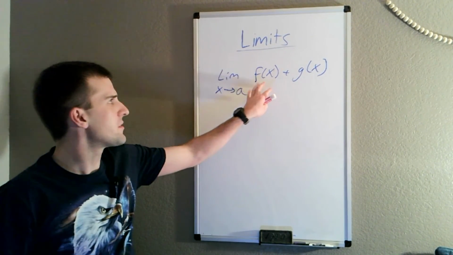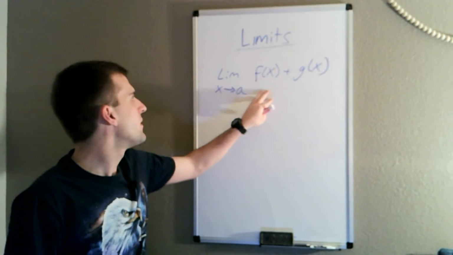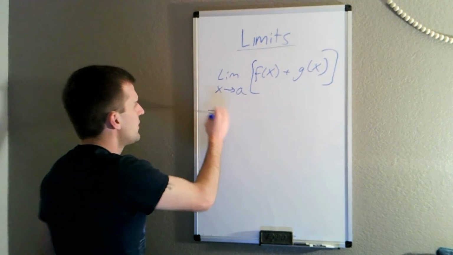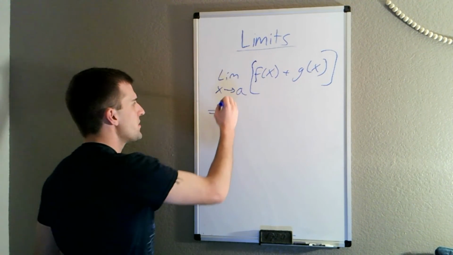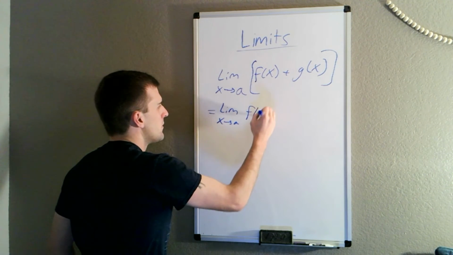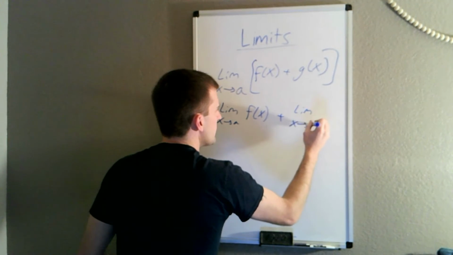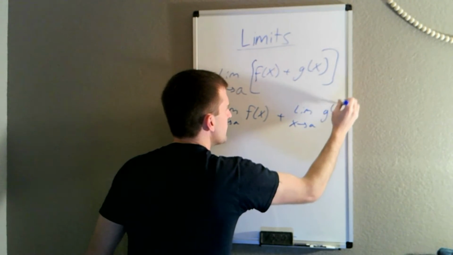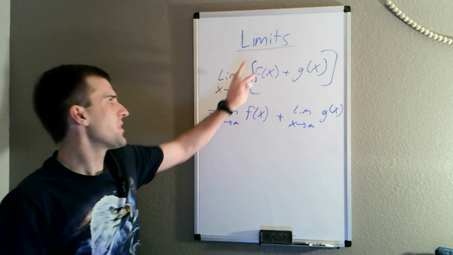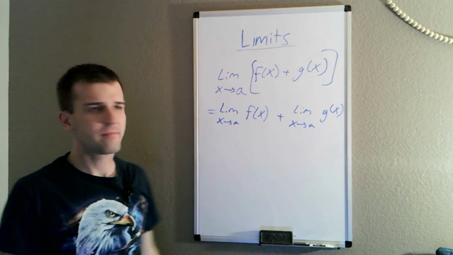And again, I'm just putting these as placeholders. It could be any function or it could just be a number or something. But we're taking the limit of this addition. That's going to equal the limit of each part. So what we're saying is that you can split this apart. You can move the limit inside this addition and have 2 pieces with the same limit added together.